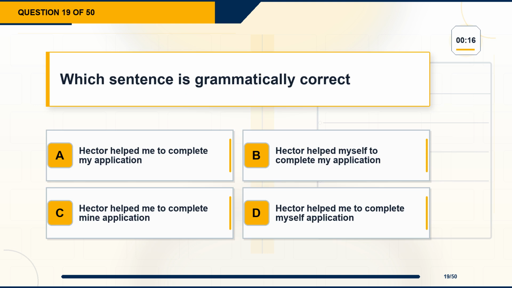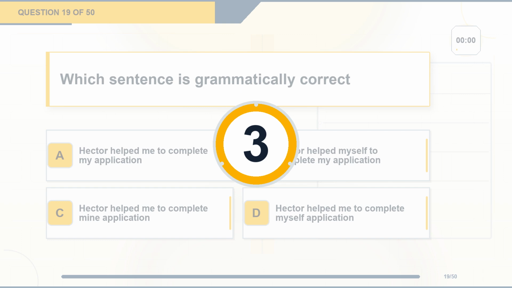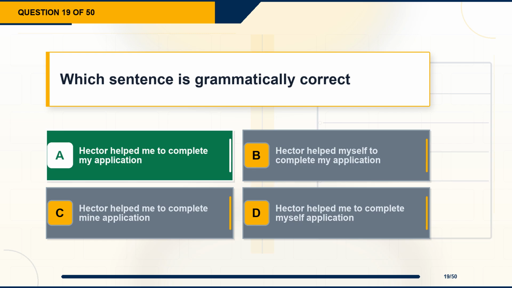Question 19. Which sentence is grammatically correct? Option A, Hector helped me to complete my application. Option B, Hector helped myself to complete my application. Option C, Hector helped me to complete mine application. Option D, Hector helped me to complete my self-application. The correct answer is option A, Hector helped me to complete my application.